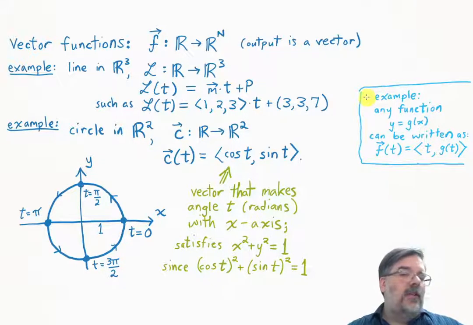And as a more general example, any function you've seen before can be written using this vector function notation. So for example, if you have a function y equals g of x, you could write that as the vector function f of t. In this case, replace x with your parameter t, and then y is equal to g of t. And so any normal function could be represented in this form, but writing functions in this form has the advantage that you can express a lot more functions with this new notation we're learning.